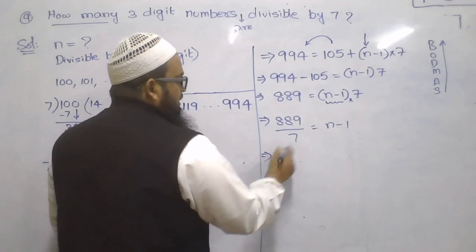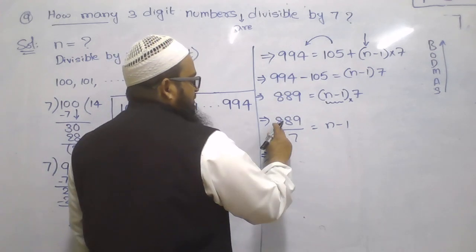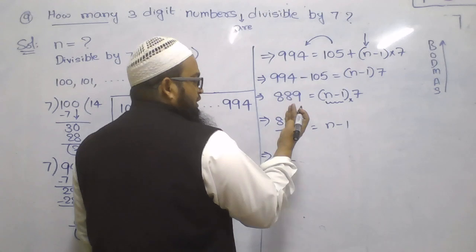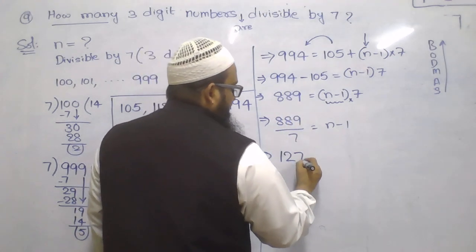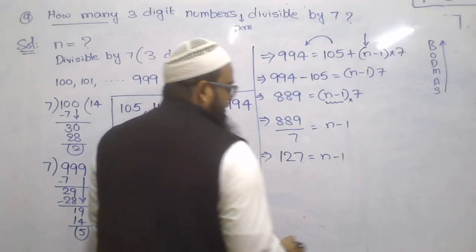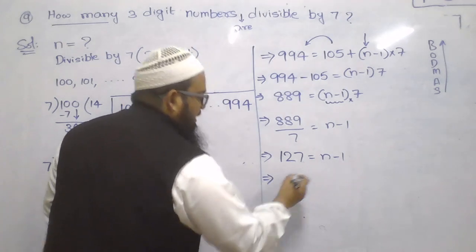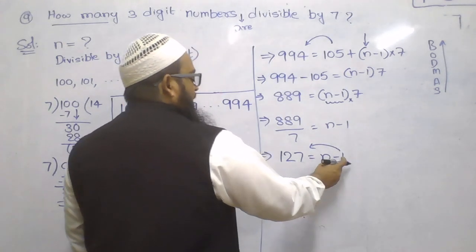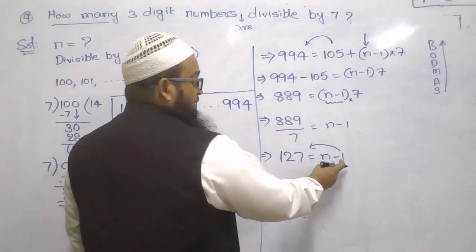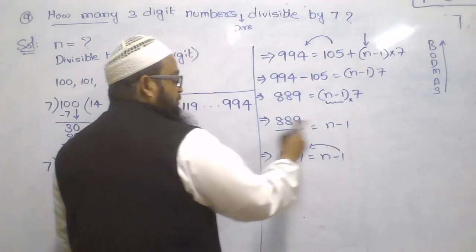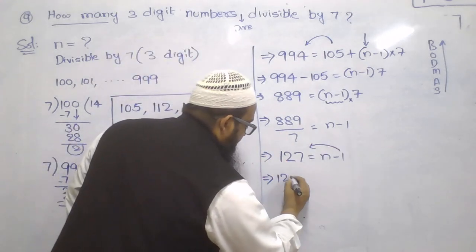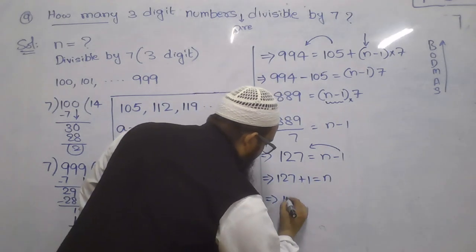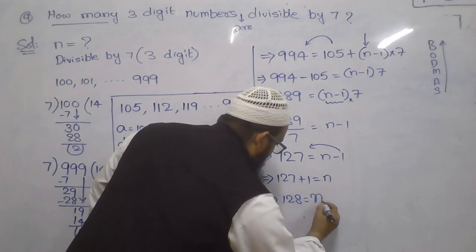So now divide. 7 ones are 7, 1 is remainder, 1 and 8, 18, 7 twos are 14, and 4 is remainder, 4 and 9, 49, 7 sevens are 49. N minus 1 is equal to 127. Now I have to find n, so transpose minus 1. Since it is in subtraction, minus 1 is transposed, so it becomes positive 1. So n is 127 plus 1, that implies 128 is equal to n.